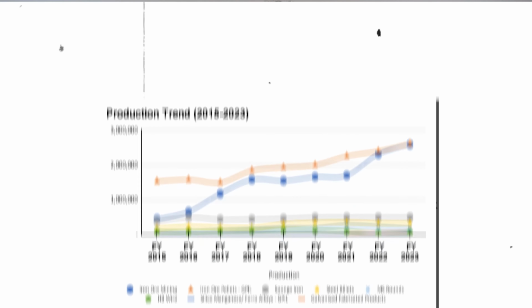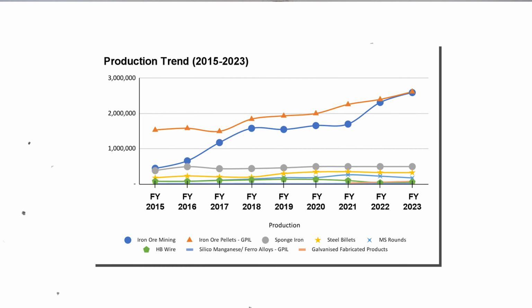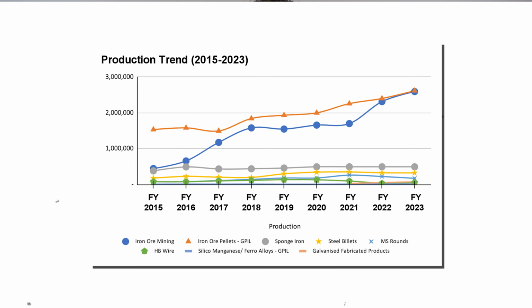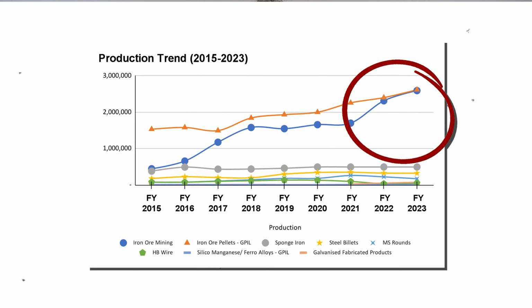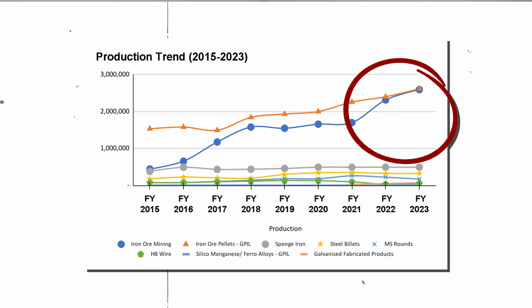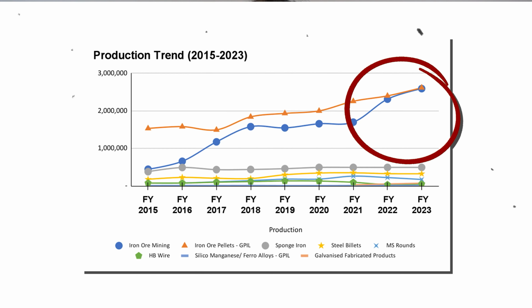The next question we might want to ask is, where is the growth going to come from? Because this is the product mix, right? What are the segments? Which part of the value chain is the company focusing on in order to create growth? And if you look at the production trends over the last 7 years, we're seeing that the company has focused particularly on the iron ore pellet side and iron ore mining.